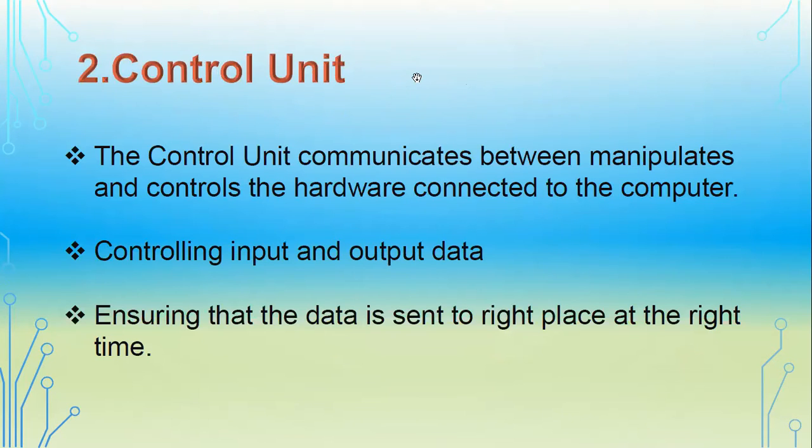This is the control unit. Now try to understand, students, what is the task of this control unit. The control unit communicates with, manipulates and controls the hardware connected to the computer. That means simply we can say the control unit communicates with and controls all hardware connected to the computer, with the software in the computer. Next, it controls input and output data also. Not only that, the control unit is responsible for ensuring that the data is sent to the right place at the right time.